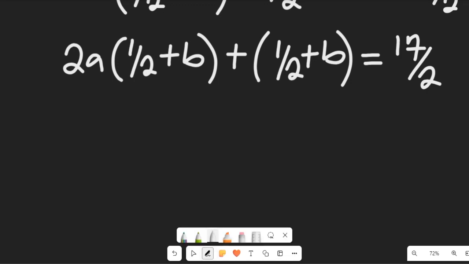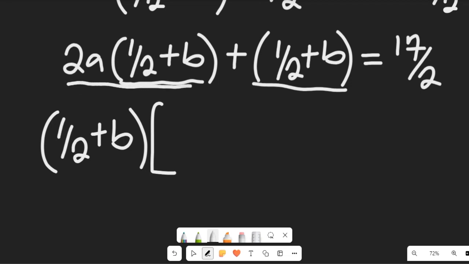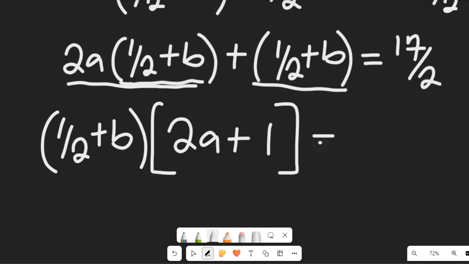Good. Now from this expression, in the next stage, we are simply going to simplify because we now have one common term, which is this and this. So if we take out 1 divided by 2 plus b, all of that divided by this will remain 2a plus this divided by half plus b will give us 1, and all this will be equal to 17 divided by 2.